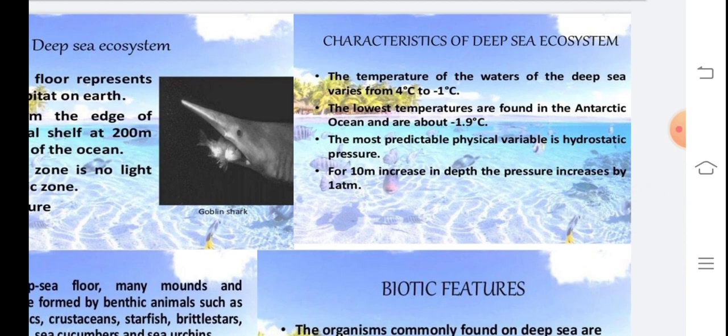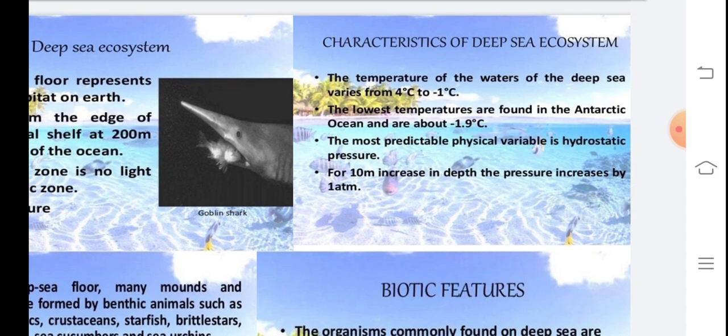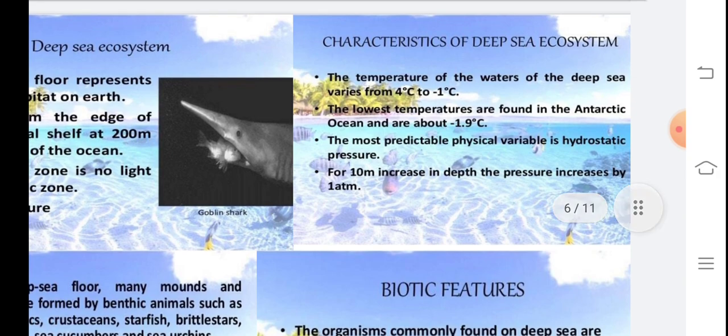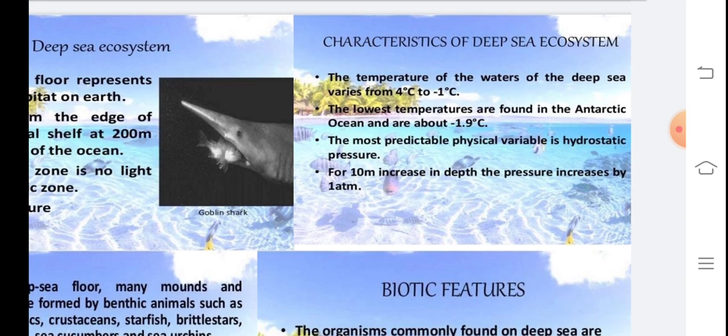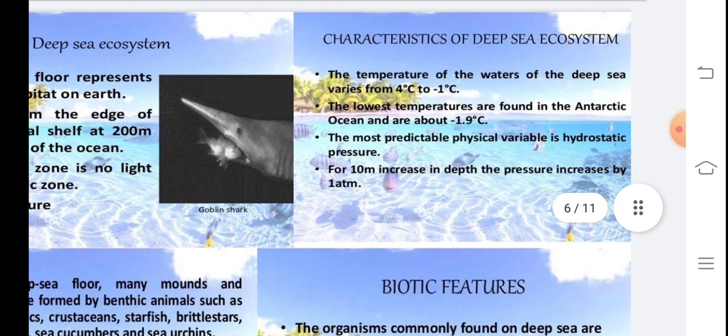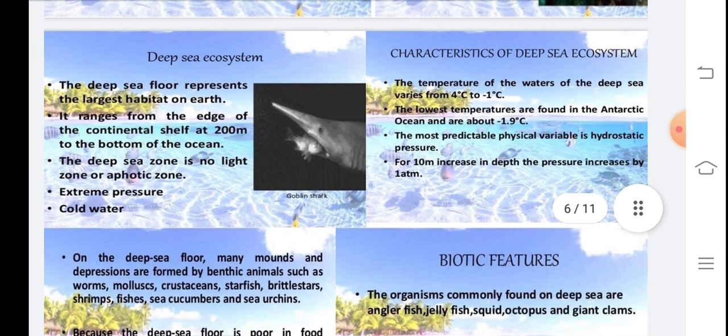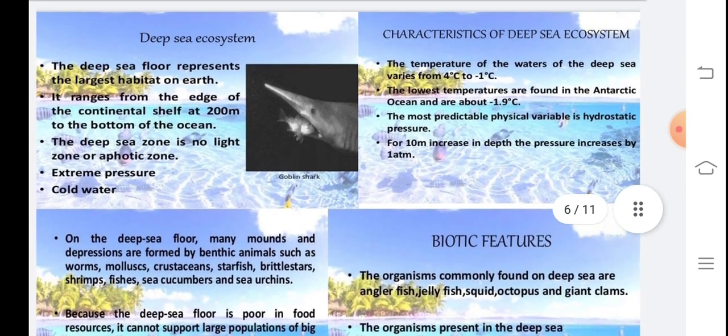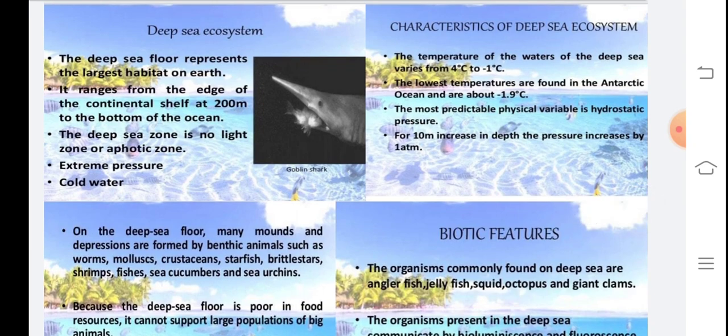As you know, the deep sea shows temperatures from 4 to minus 1 degree Celsius. In the Antarctic Ocean, the temperature is about minus 1.9 degrees Celsius. The most predictable physical factor is hydrostatic pressure: for about every 10 meters increase in depth, pressure increases by 1 atmosphere. So the deep sea has specific characteristics.